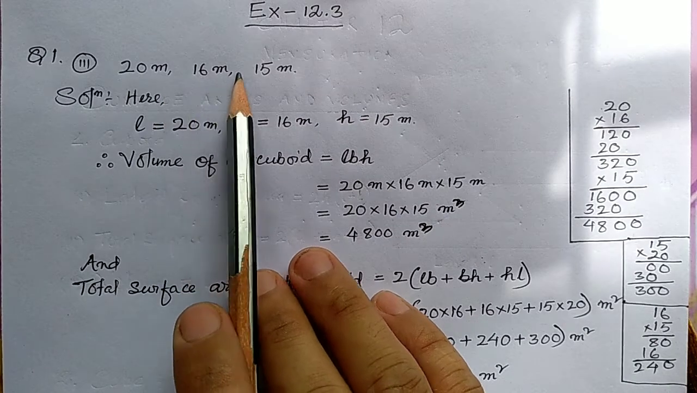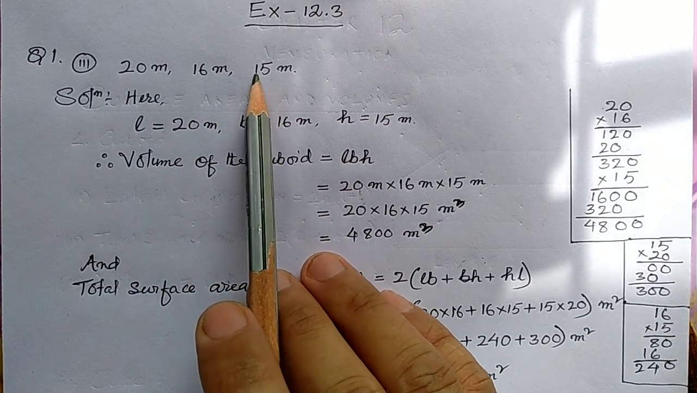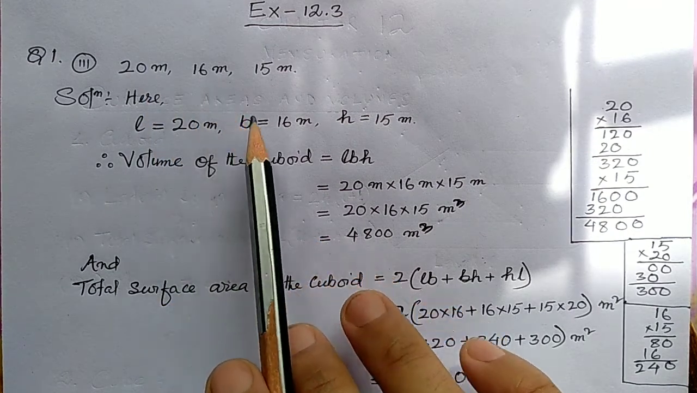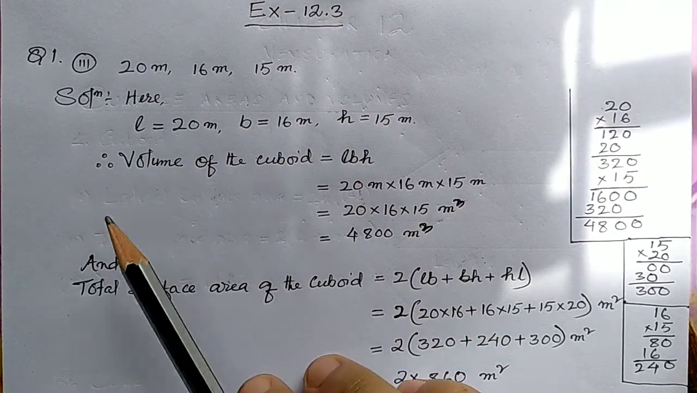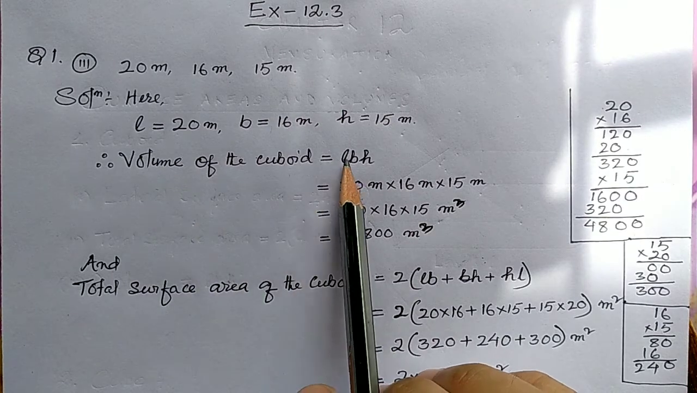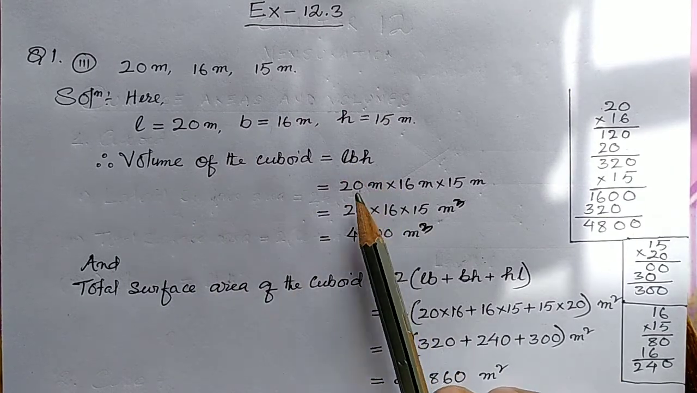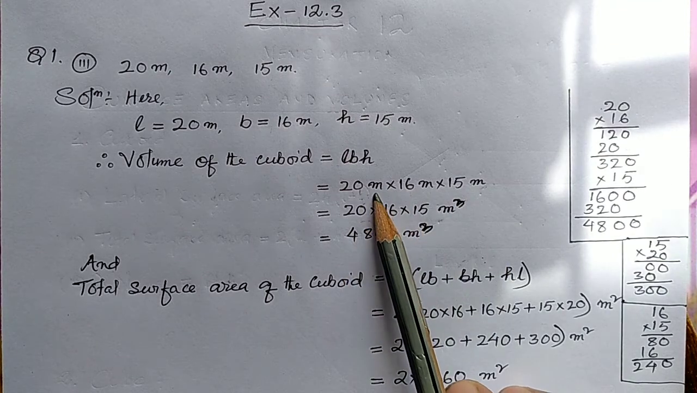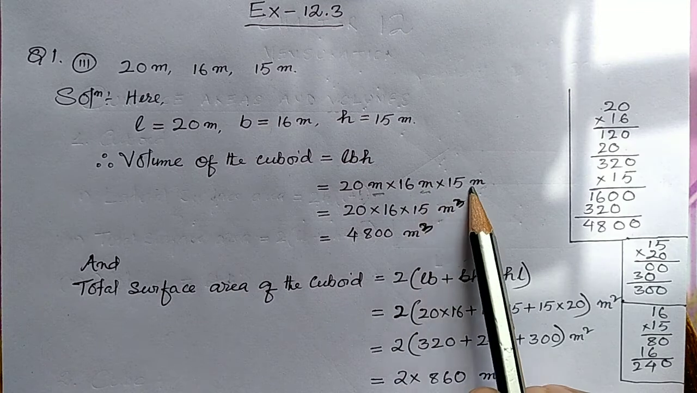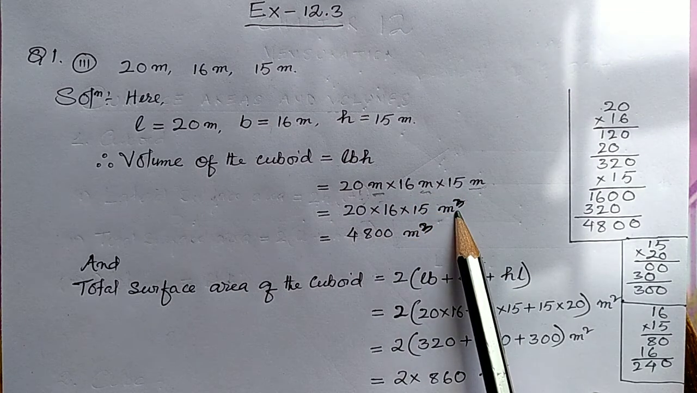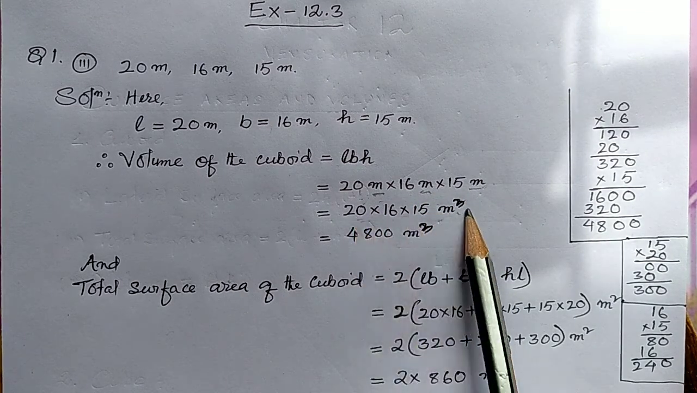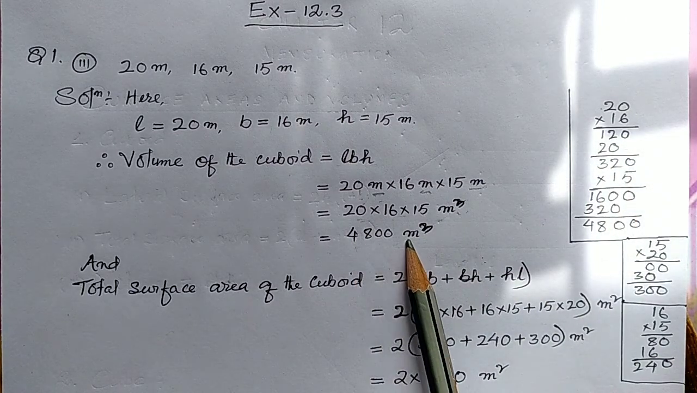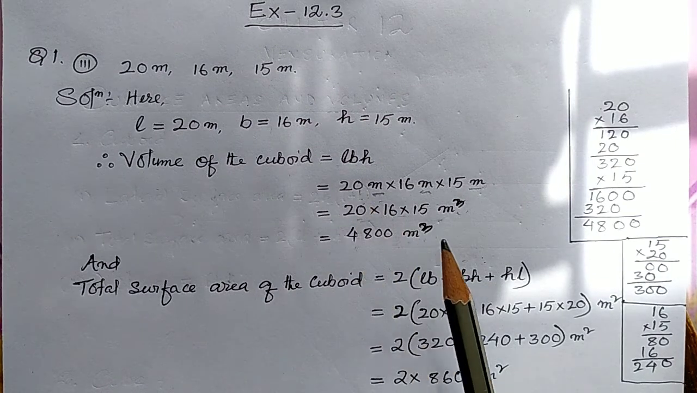20 meter, 60 meter and 15 meter are the edges of the cuboid. So here we take the first one to be length, the second breadth and the third height. Then the volume of the cuboid by formula is length into breadth into height. We multiply these 3 numbers. The unit is meter into meter into meter, so it becomes meter cube. Multiplying these 3 numbers, we get 4,800 meter cube, which is the volume of the given cuboid.